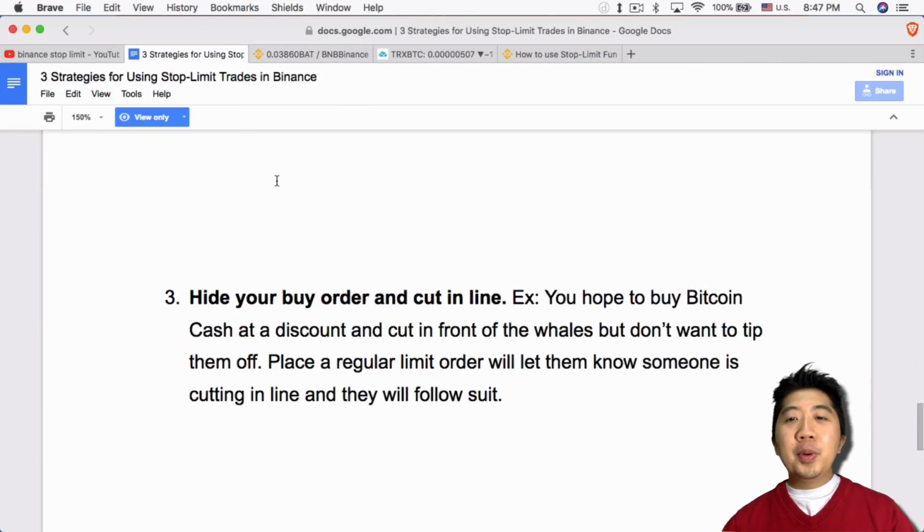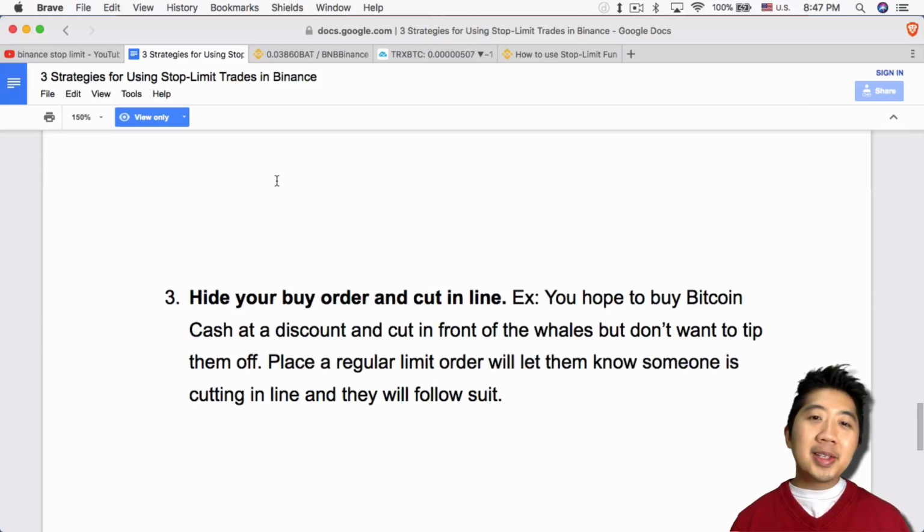So, example, you hope to buy Bitcoin Cash at a discount and cut in front of the whales, but don't want to tip them off. Placing a regular limit order will let them know that someone is cutting in line and they will follow suit.